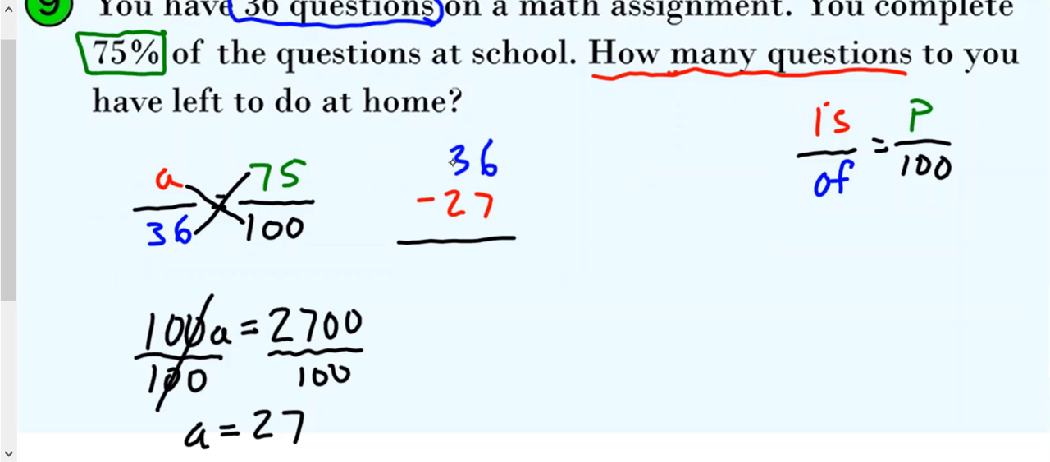So first we're going to have to borrow here. This is going to be 2. This will be a 16. 16 minus 7 is 9. 2 minus 2 is 0. So you have 9 questions to do at home.